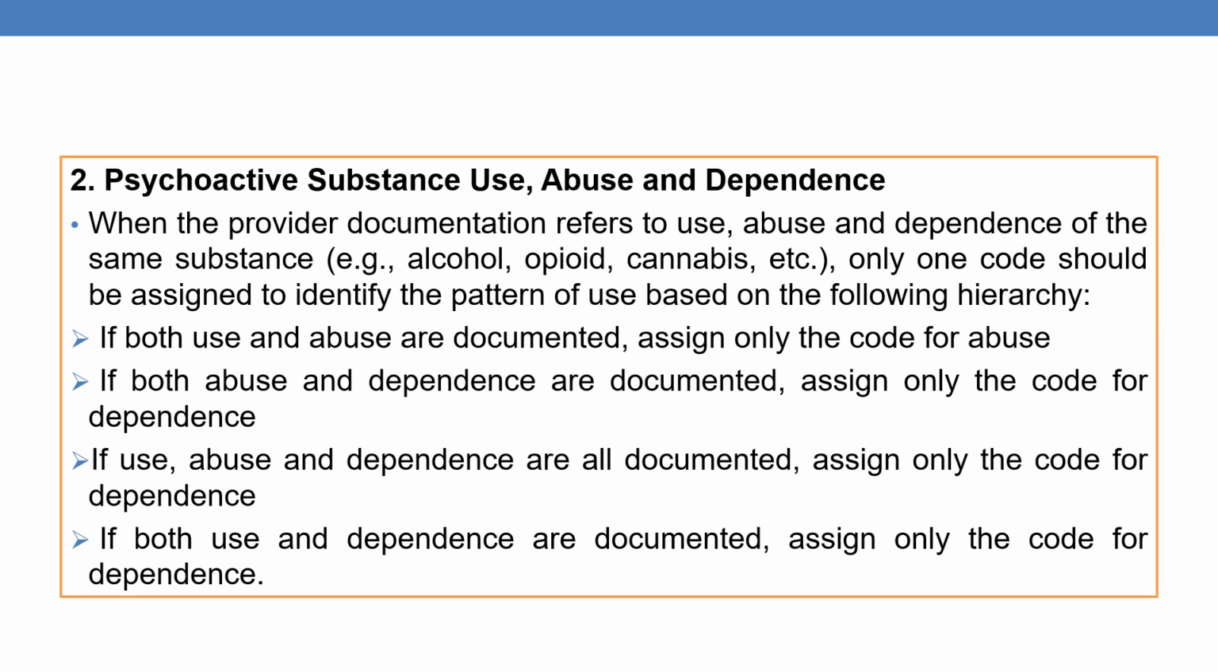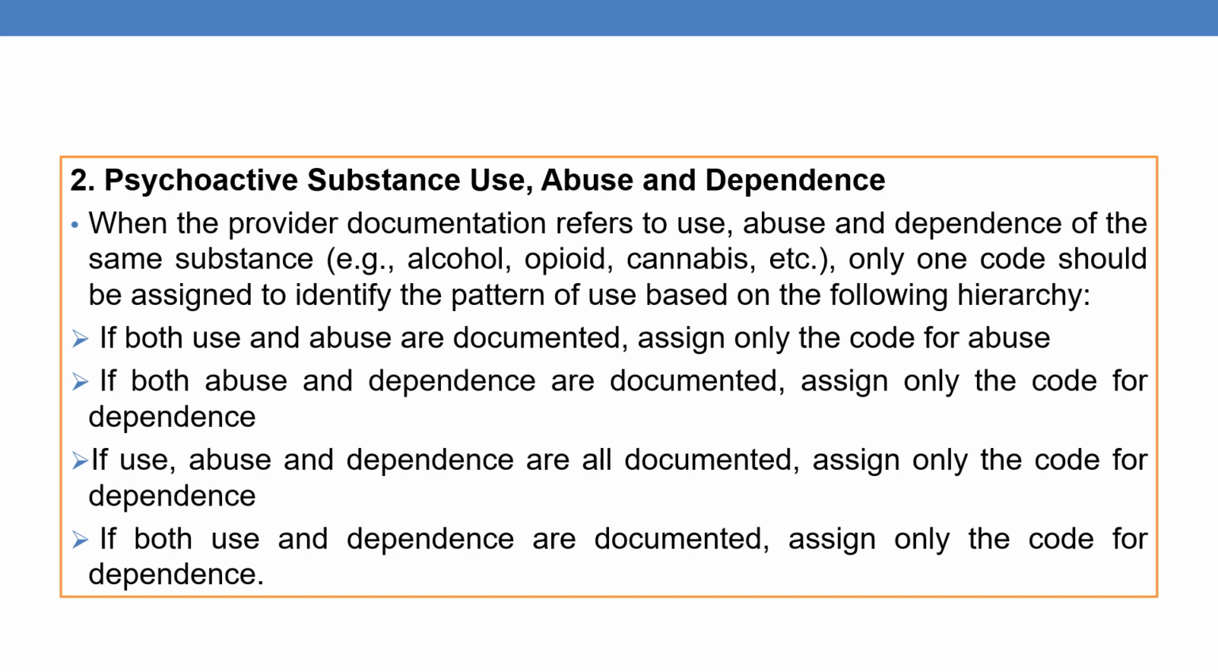Coming to psychoactive substance use, abuse and dependence. There are different codes for use, abuse and dependence. When the provider documentation refers to use, abuse or dependence of the same substance, for example alcohol, opioid or cannabis, only one code should be assigned to identify the pattern of use based upon the following hierarchy.